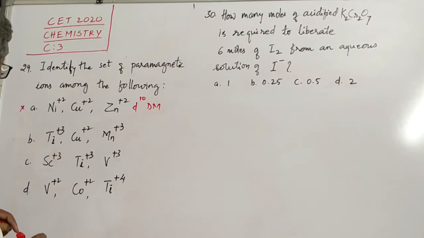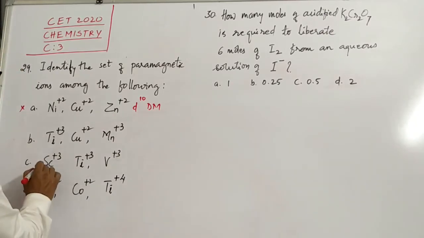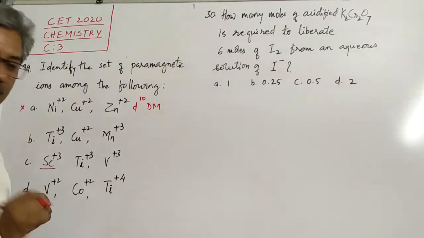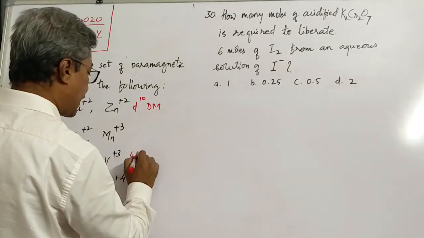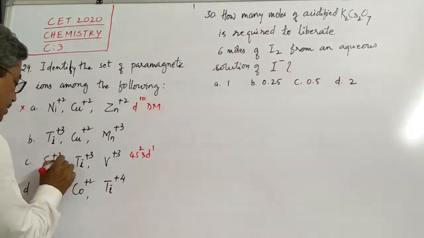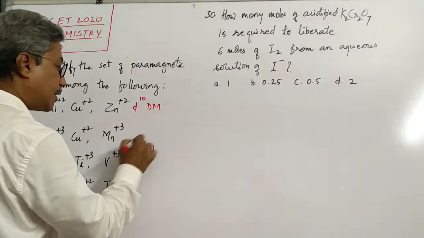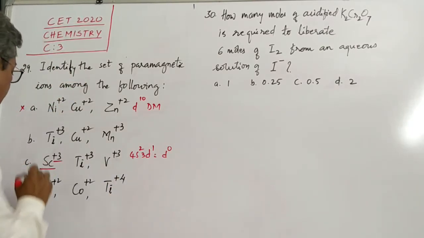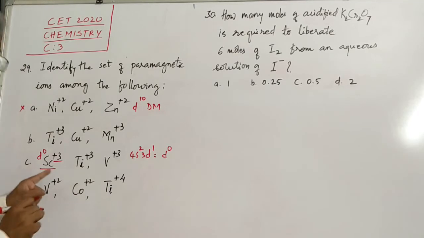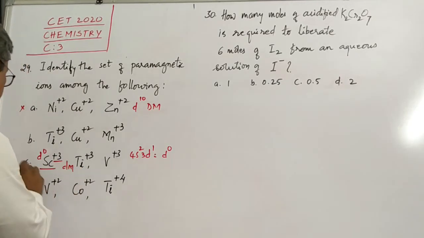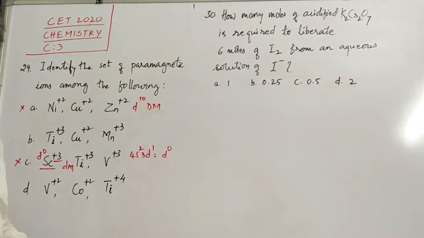Now let us look at another set. Now look at this scandium. Its atomic number is 21. Its electronic configuration is 4s2 3d1. It is in the +3 oxidation state, which means it has lost all 3 electrons. It means it has a d0 configuration, so there are no electrons. That means it is also diamagnetic in nature. That means this set also does not have all the ions which are paramagnetic in nature.